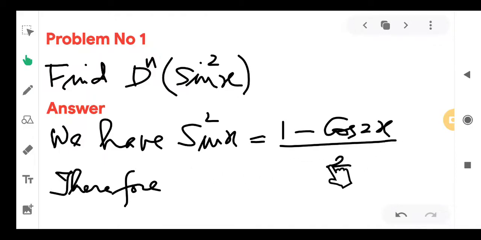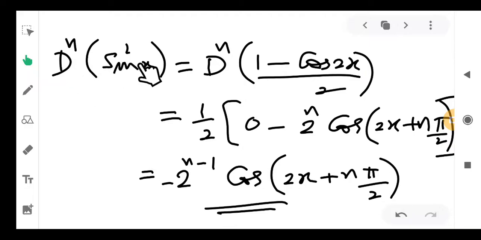So we know cos 2x is 1 minus 2 sine square x. Therefore, sine square x will be equal to (1 minus cos 2x) by 2. From this, you can apply the nth derivative of sine square x as nth derivative of (1 minus cos 2x) by 2. We can bring the 1 by 2 outside. So nth derivative of 1 is 0 if n is greater than or equal to 1. If n is 0, it will be 1 itself. If n is greater than or equal to 1, you are differentiating at least once.